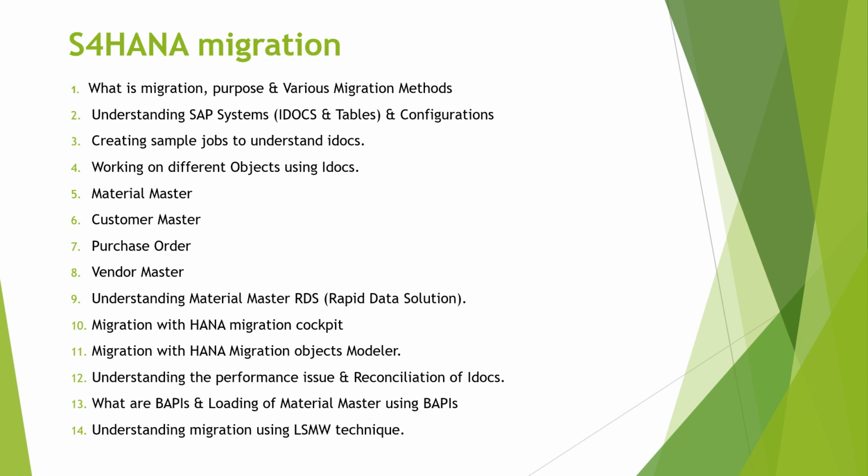We also understand Rapid Data Solution, with an example of material master data. I'm pretty sure people must be aware of RDS, which is a standard template used for migration by most of the clients. Then we'll move on to the HANA migration cockpit, the HANA migration object modeler, understanding the performance issues while doing the migration, and how you reconcile the IDocs when you are migrating to the S4 HANA system. And of course the BAPIs, which are also called function modules in SAP, are used to migrate the data as well.